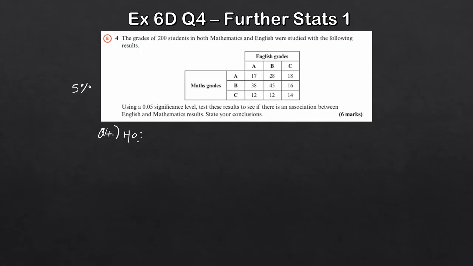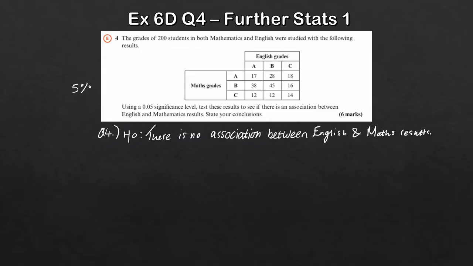So H0. Remember, for a chi-squared test, your H0 starts off as being no association. So there is no association between English and maths results. And then obviously for your H1, make sure you're defining it as basically the opposite, so there is an association. And then just copy the rest down there. Okay, so then your hypotheses there.